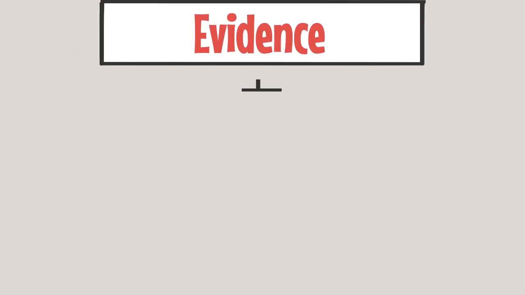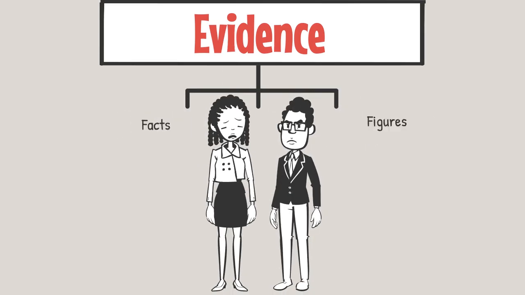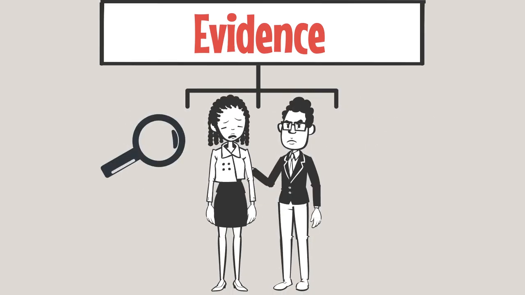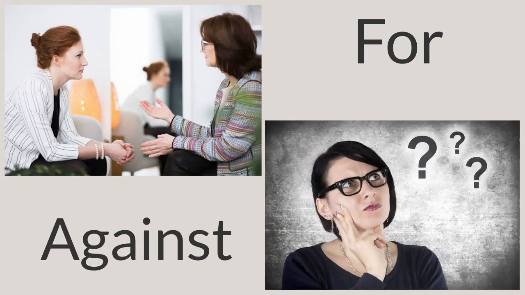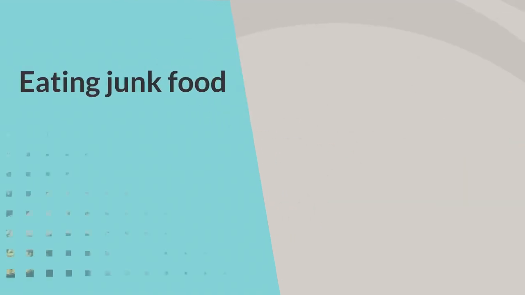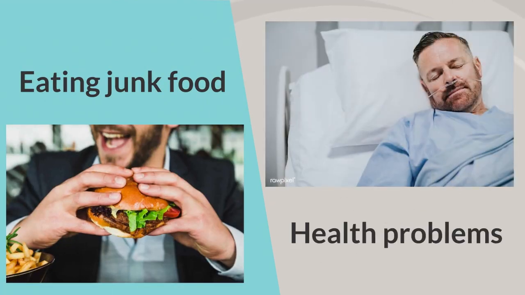Research is supported by evidence, which are the facts and figures that support the argument. The evidence must be analyzed and interpreted for the reader. Evidence can be used for or against a particular argument. For example, evidence can be used to show that eating junk food does cause health problems or that junk food does not support a healthy lifestyle.